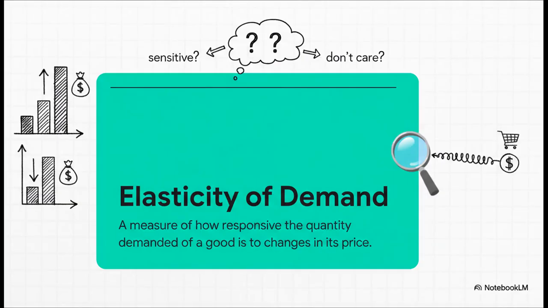Okay, so here's the formal definition you'd find in any textbook. Price elasticity of demand quantifies the responsiveness of quantity demanded to a change in price. But let's break that down into practical terms. What it's really doing is answering the most critical question a company can ask about pricing.